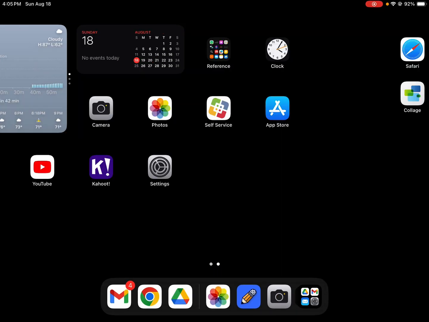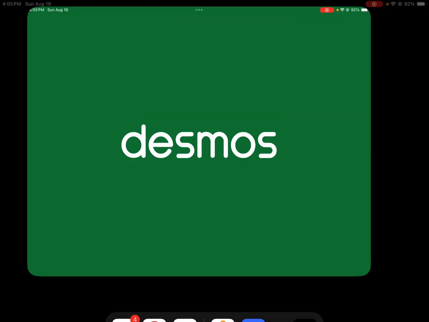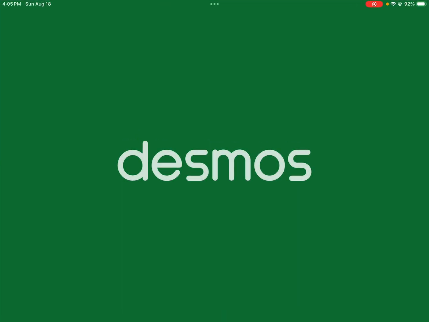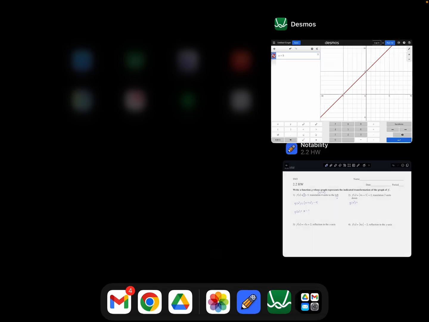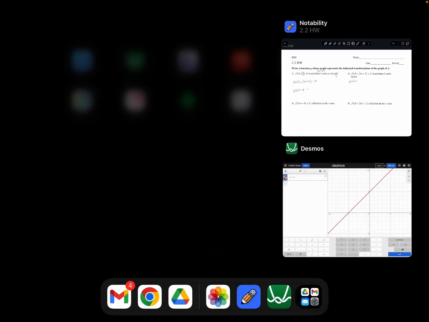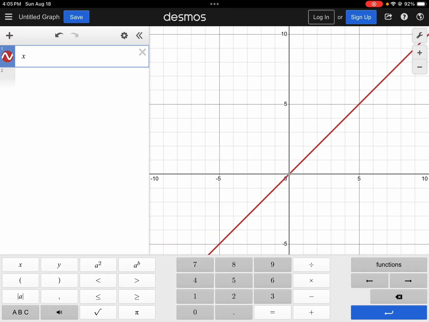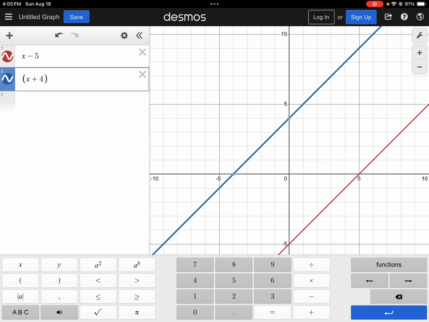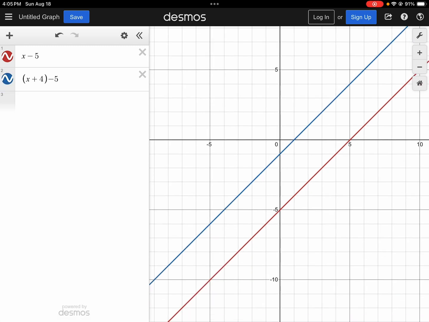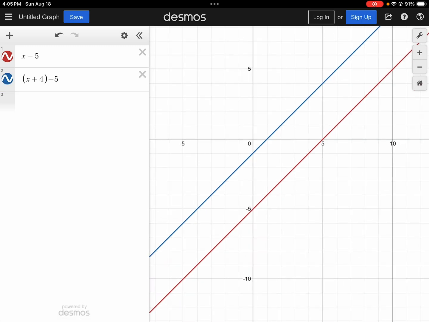Just to show you that this checks out, let's go to Desmos. So we had x plus 5, correct? I think that's what we had. Or was it x minus 5? It was x minus 5. So x minus 5. And then what we did was move x to the left, plus 4, and then minus 5. And we were supposed to move it to the left.